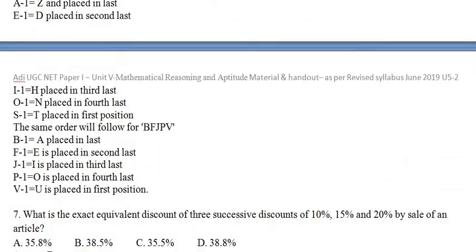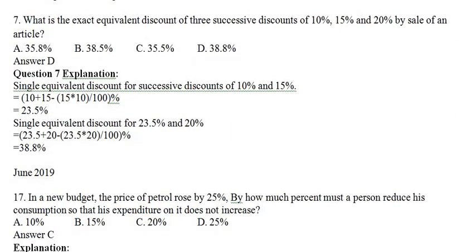Okay, and next one is what is the exact equivalent discount of 3 successive discounts of 10%, 15% and 20% on sale of an article? Okay, so in order to calculate two successive discounts, initially if you want to calculate 10% and 15%, the formula is first percentage plus second percentage minus first into second divided by 100. Okay, so that is the answer.